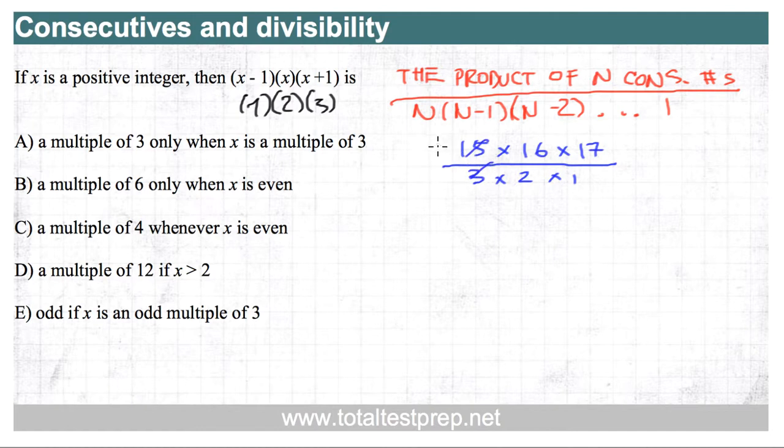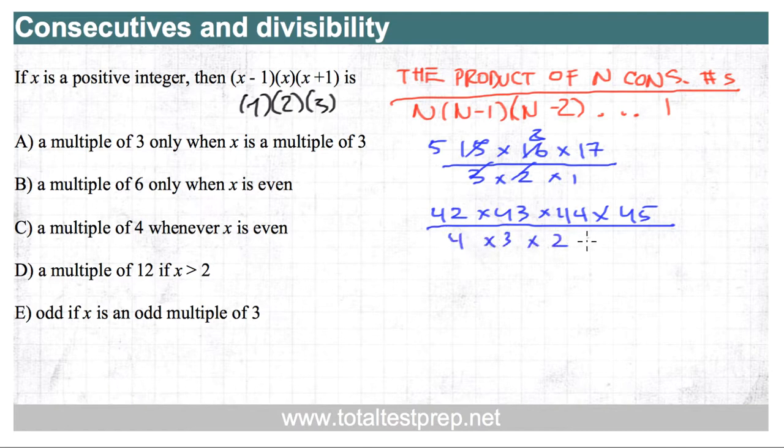So 3 goes into 15, that's 5, 2 goes into 16, that's 8. Or if I have four consecutive numbers, like let's say 42 times 43 times 44 times 45, these four consecutive numbers are divisible by 4 times 3 times 2 times 1. So, for example, 4 goes into 44 11 times, 3 goes into 45 15 times, 2 goes into 42 21 times, and so on. Whenever you have five consecutive numbers, whatever they are, they will be divisible by 5 times 4 times 3 times 2 times 1.